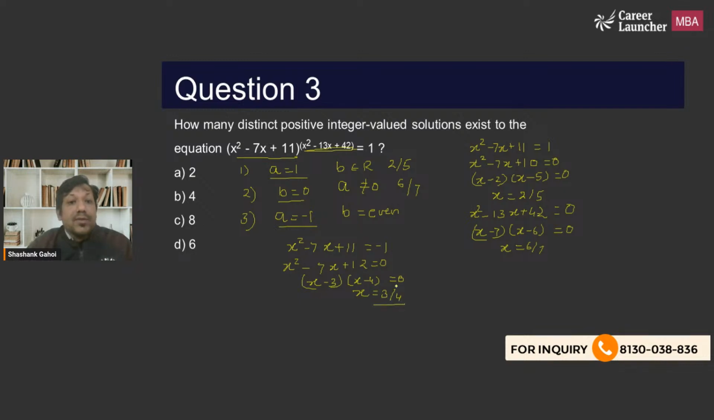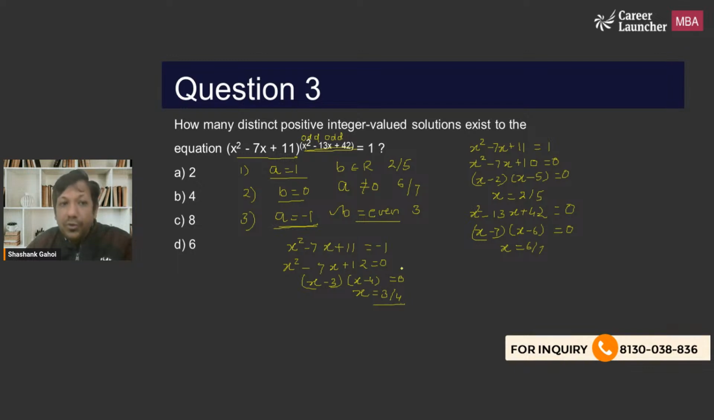Now, in this, we have a condition that the power should be even. It means if I put x equal to 3, so 3 square is odd, then 13 into 3 is odd, odd minus odd is even, plus 42 even. So basically my power is going to be even. It means 3 is an acceptable value. So when you are solving this, always check with this condition.